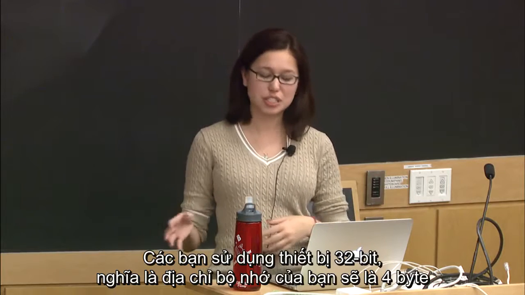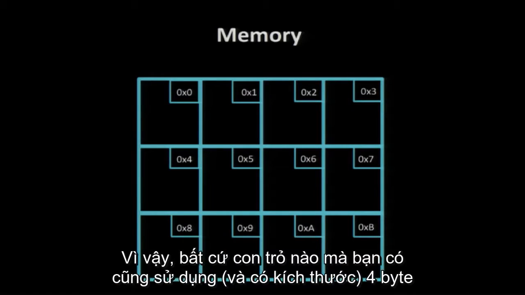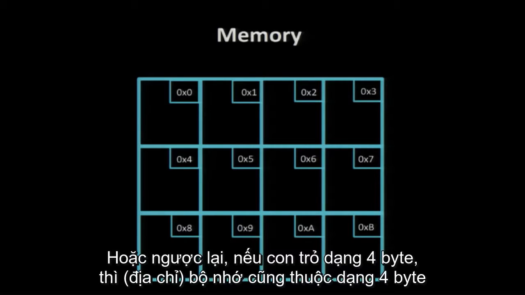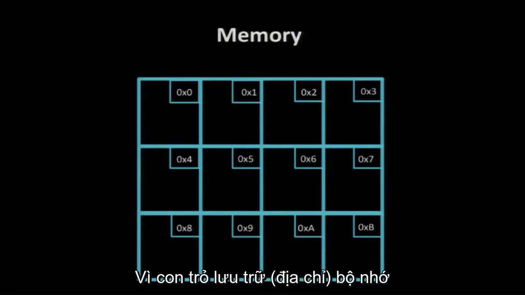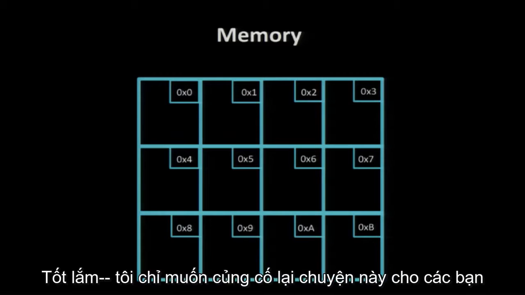Your appliance is 32-bit, which means that your memory address is 4 bytes. So any pointer that you have is also going to be 4 bytes. Memory is 4 bytes. Pointers store memory, therefore they're 4 bytes. Cool? Just want to reinforce that.